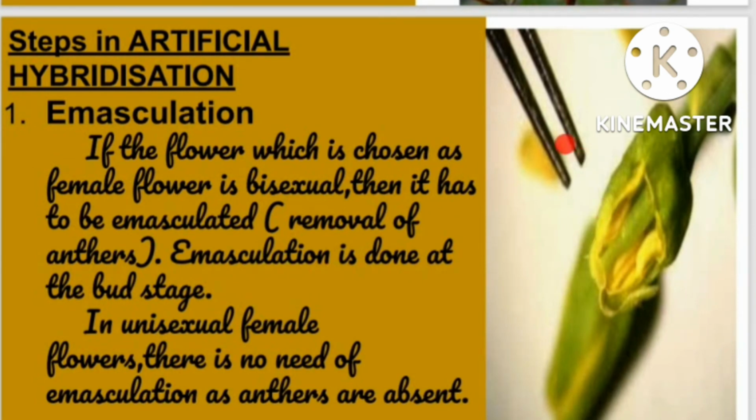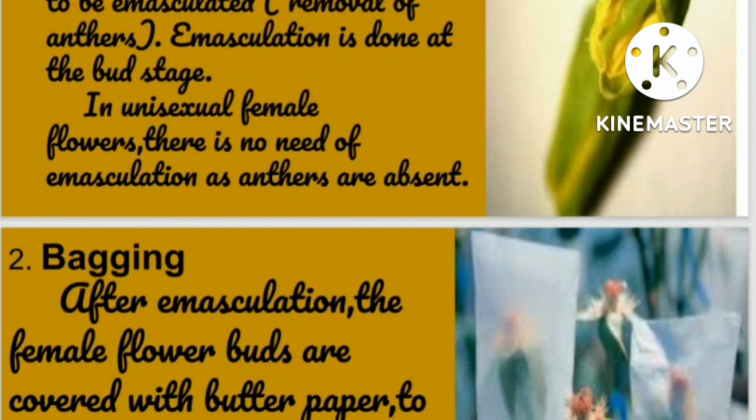See, here in this case, the anthers are removed with the help of forceps. And this emasculation is done at the bud stage. Now, if the female flowers are unisexual, then there is no need of emasculation, as anthers are already absent in that. The next step is bagging.